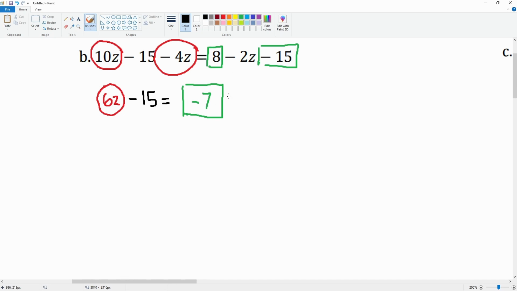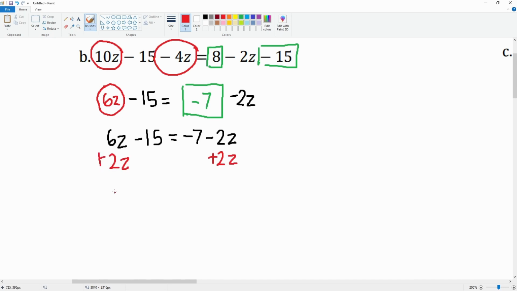Nothing happens with the negative 2z. Let me clean up this a little bit. 6z minus 15 equals negative 7 minus 2z. Okay, I'm just cleaning up the problem, right? So it's easier to look at. So I want to move the variable first. Okay, so I have a negative 2z and a 6z. The smaller one is the negative 2z. So I'm going to add 2z to both sides.